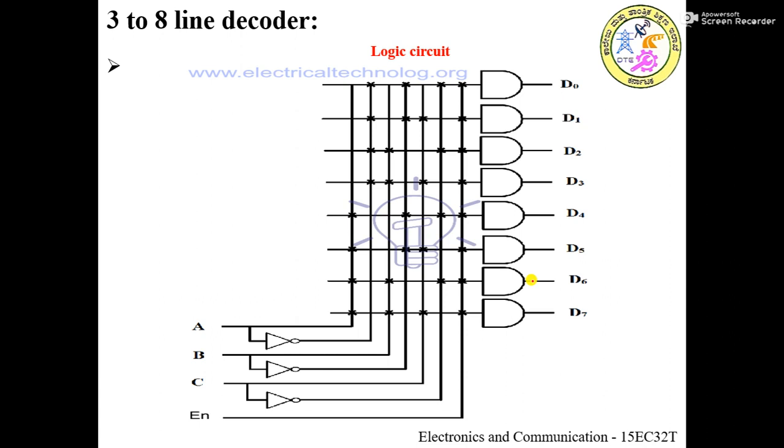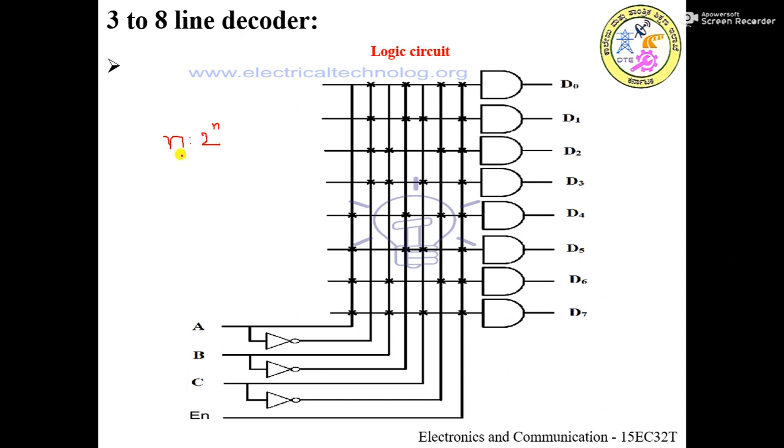In the previous session, we have introduced the decoder concept. The decoder logic system was generally represented as n to 2 to the power of n, which means the information on n input lines is decoded onto the information on 2 to the power of n output lines.